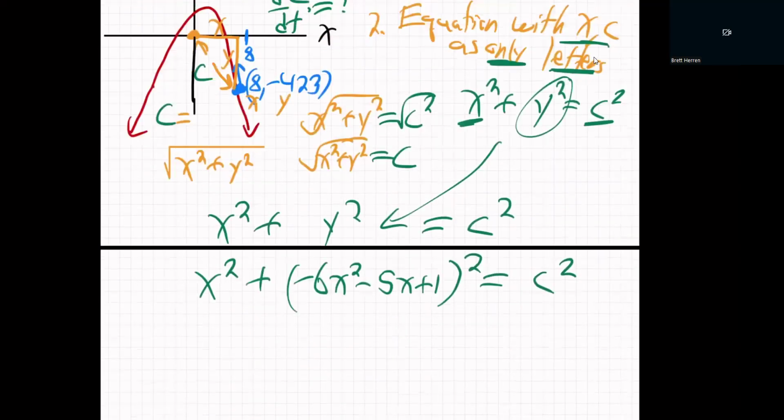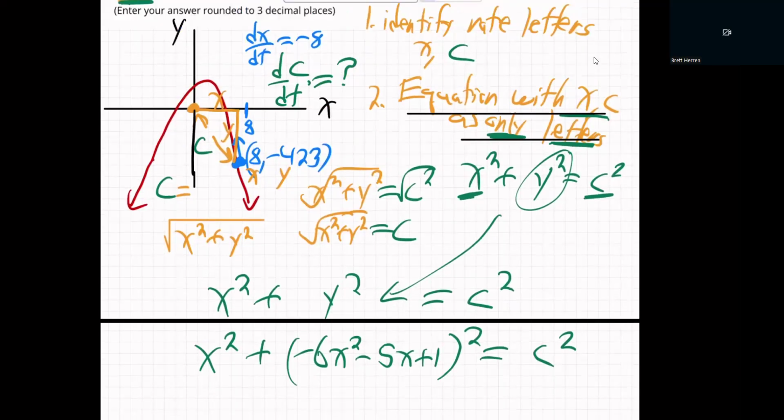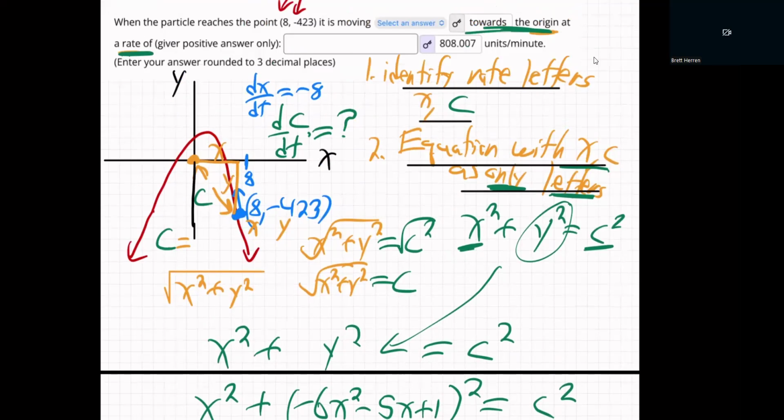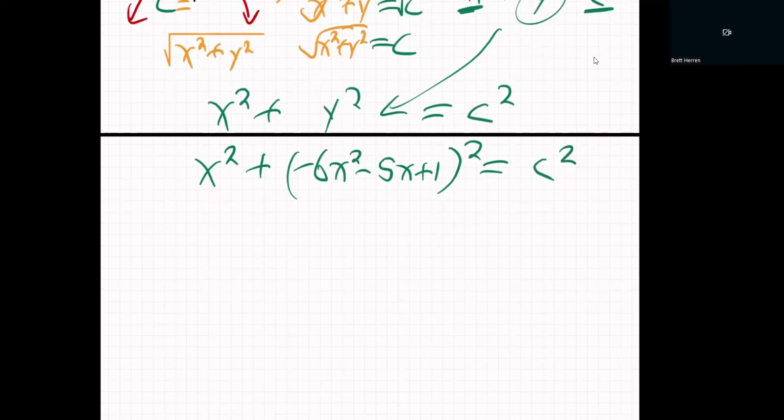So you see what I just did there? I'm on step two right now, and I got an equation with X and C as my only letters. Step one was to identify those letters, X and C. Now I've got an equation. See how this equation has only X and C and then numbers? So that's good. All right, on to step three, d dt both sides.